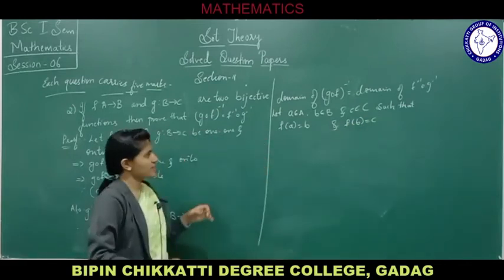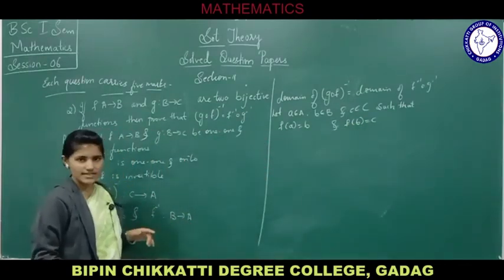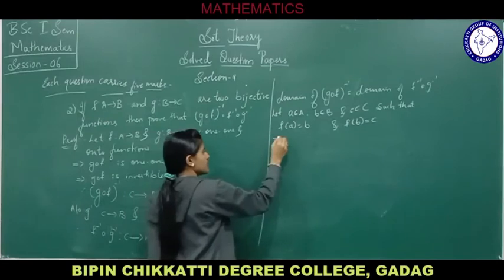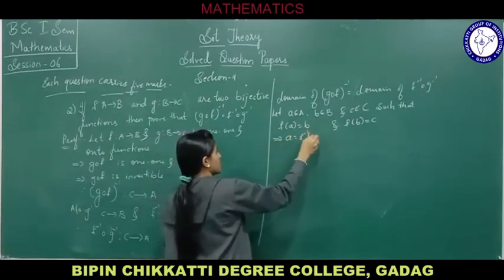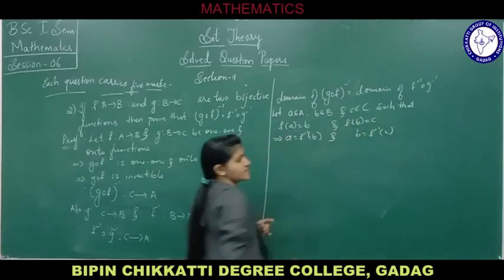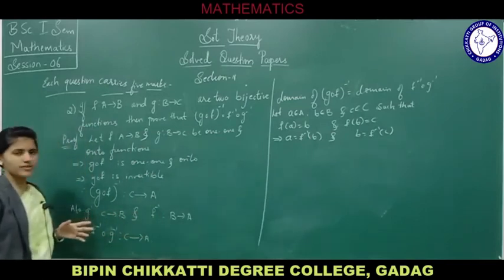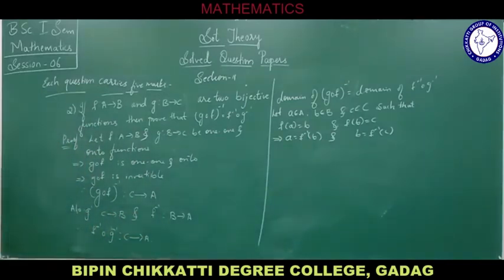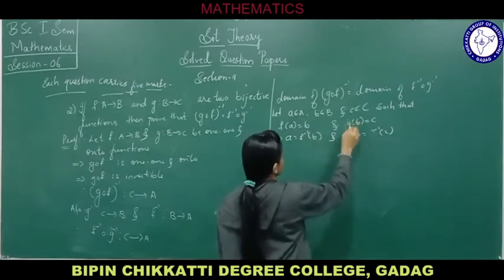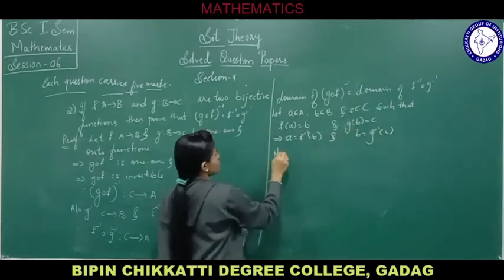If so, what is going to happen? a will be equal to f inverse of b, right? Yes or no? f(a) = b and g(b) = c implies a = f inverse(b) and b = g inverse(c). Then now what is going to happen?